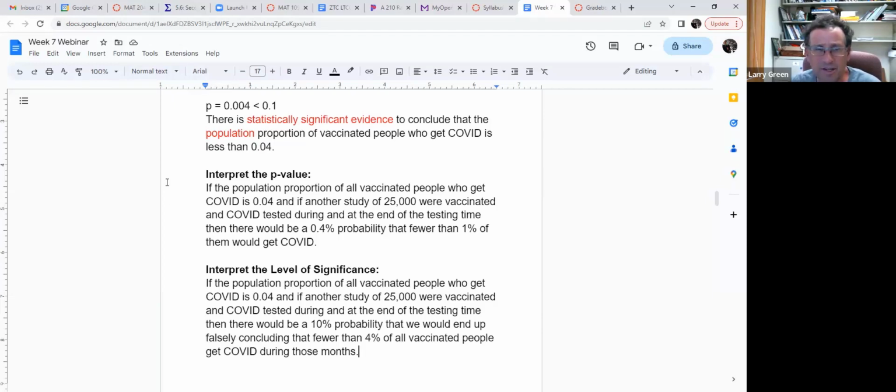Okay, I just want to let you know that the second part of the p-value interpretation refers to the sample of the 25,000 people. This is the them, whereas the level of significance refers to all people, not the 25,000. That'd be all people, maybe adults in the world. Any questions about interpreting the level of significance?